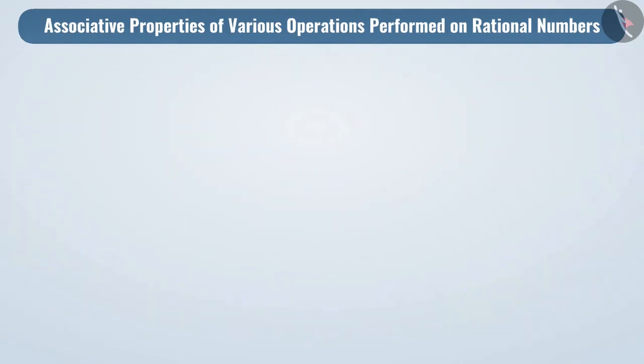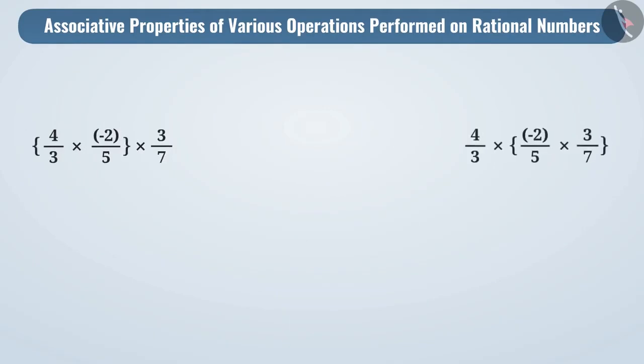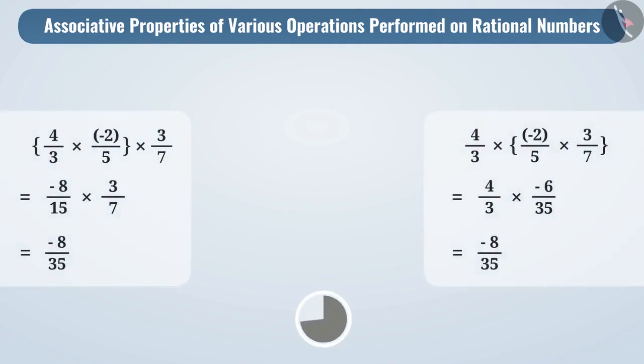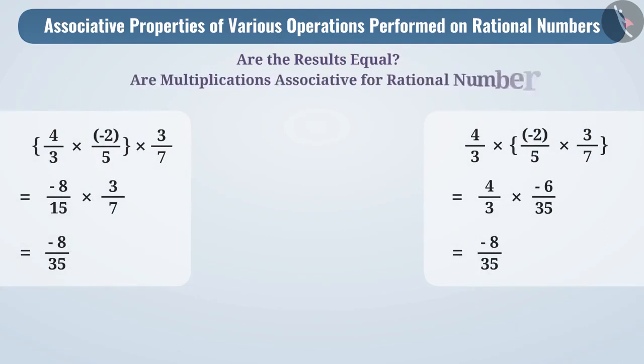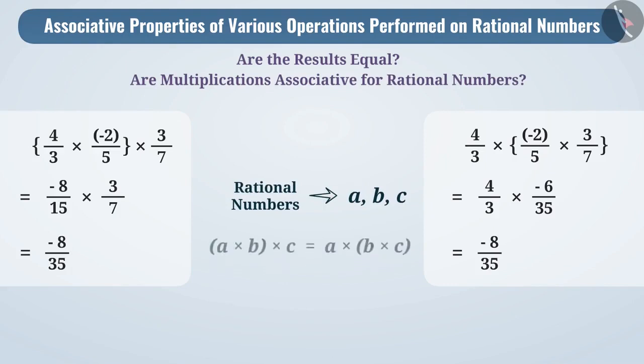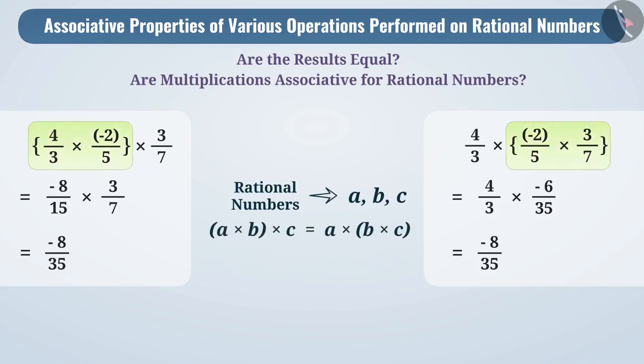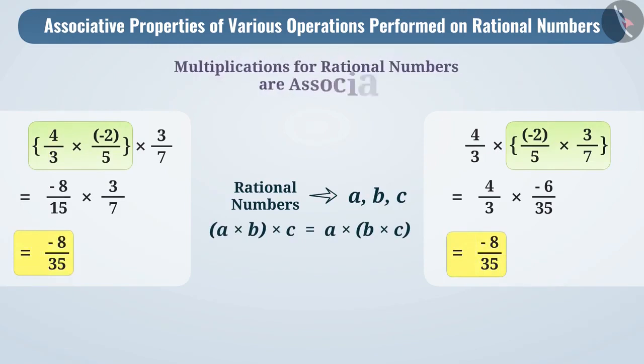Now, pause the video and multiply any three rational numbers by grouping them in different ways. Are the results equal? So, is multiplication associative for rational numbers? Absolutely right. Rational numbers a, b, c can be multiplied by grouping in any way. The result will always be equal. Therefore, we can say that multiplication for rational numbers is associative. Here, the results in both cases are equal.